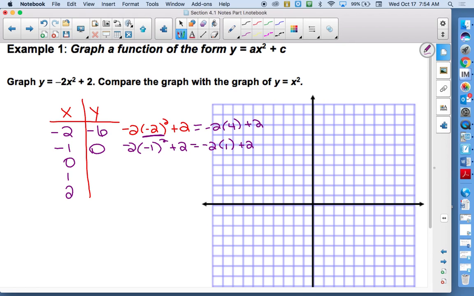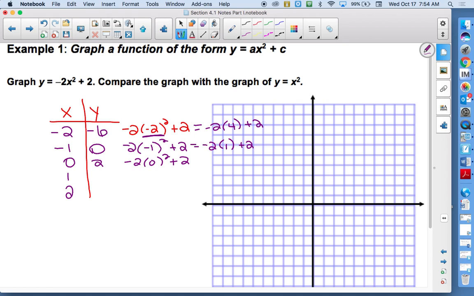When you plug in a 0, what do you get? -2 times 0 squared plus 2. What do you get when you plug in a 0? Graham, what do you get when you plug in a 0? 0. So -2 times 0 and then plus 2 is 2. Yeah. So that whole front part goes away and we just have the plus 2.